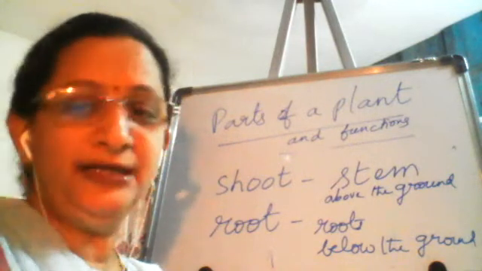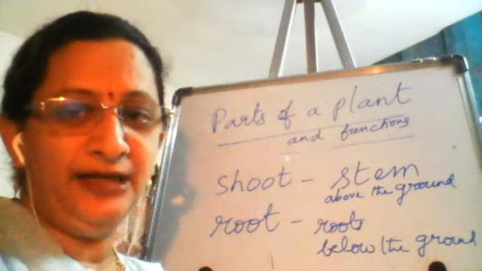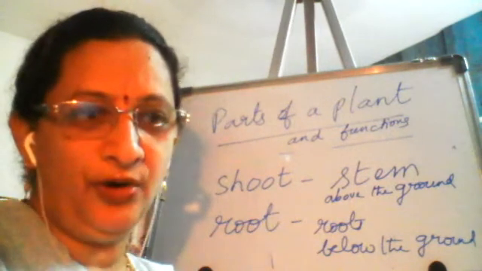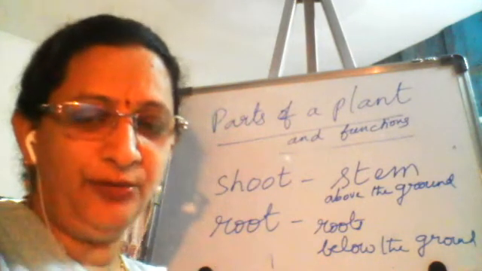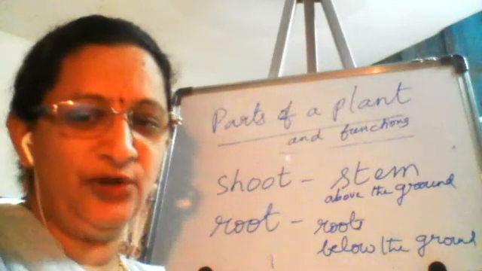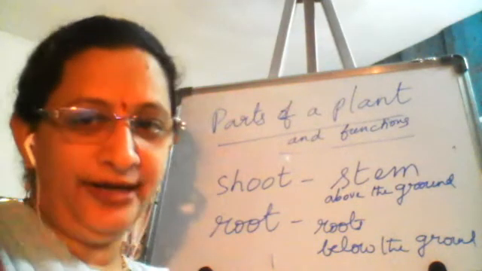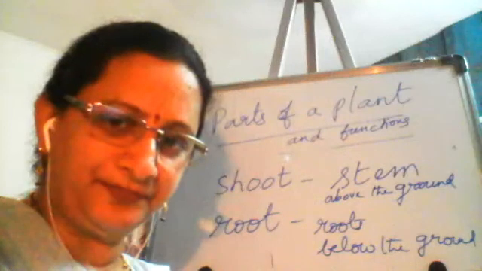So what do you understand from this paragraph? Each part of the plant has a different function. So just imagine your own body. If any part of your body doesn't work properly, like for example your hand does not work properly, or your stomach does not work properly and it will not digest the food properly that you are eating, will you stay healthy?